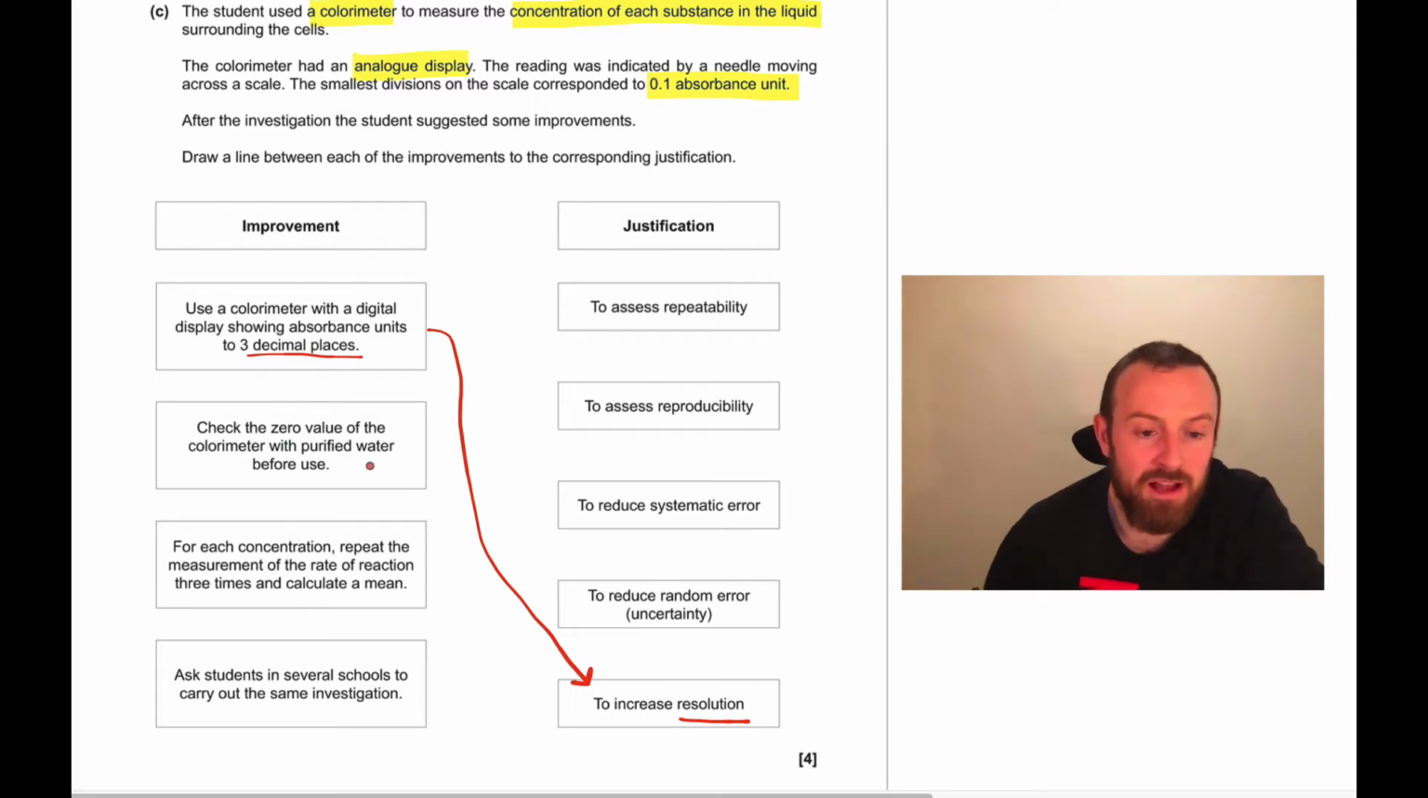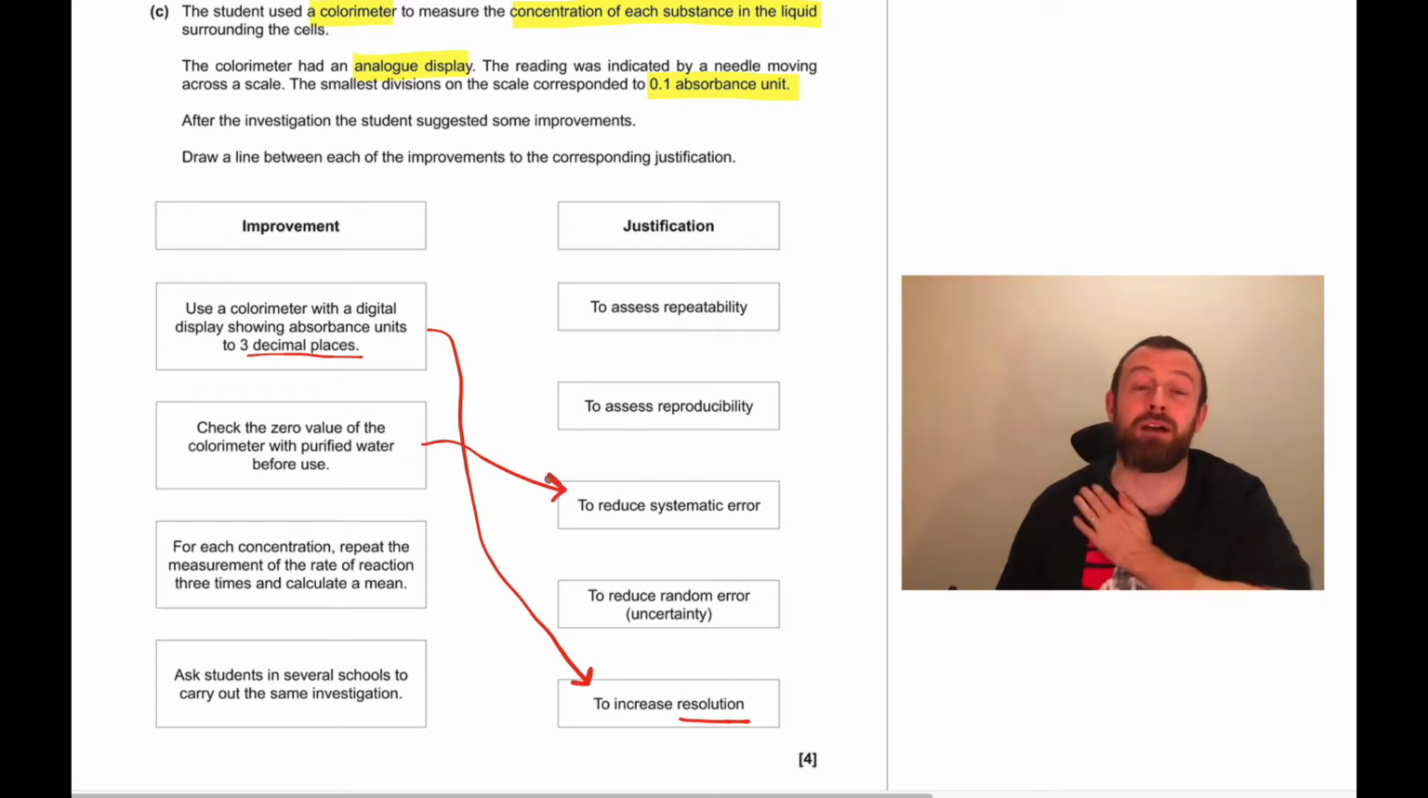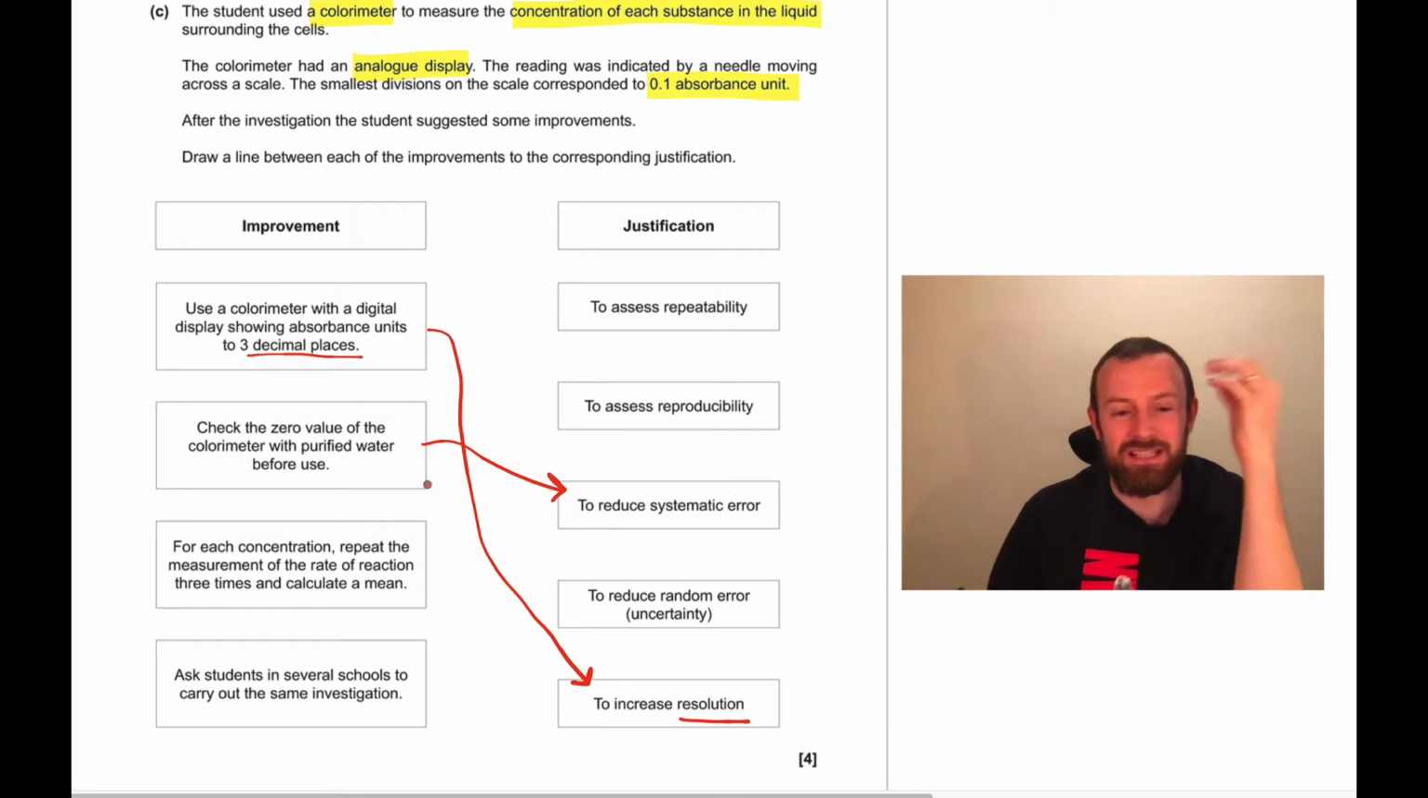Check the zero value of the colorimeter with purified water before use. So basically your colorimeter might have been set wrong. If it's not truly measuring 0 as 0, because pure water should come up as 0, but if pure water comes up as 0.2, then all your results are going to be off by 0.2. That would be a systematic error, because every result you did would be off by the same amount. It's not a random error, it's a systematic error. So that's this one, this idea of zero value.